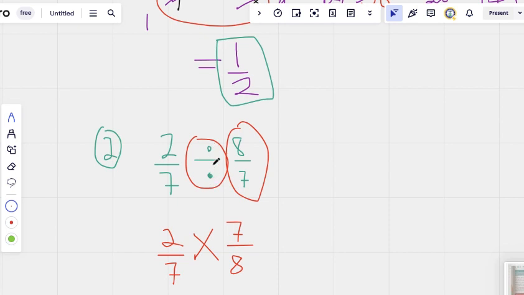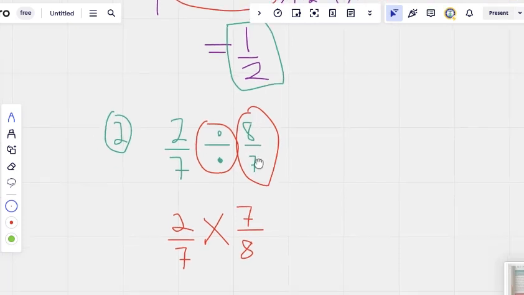Once you change the division sign to multiplication, you have to flip the fraction on the right. The numerator will go up, and the denominator will come down. You have to do this. See, 7 goes up, like in this case, and 8 goes down, like in this case. After that, the rest is same as multiplication.